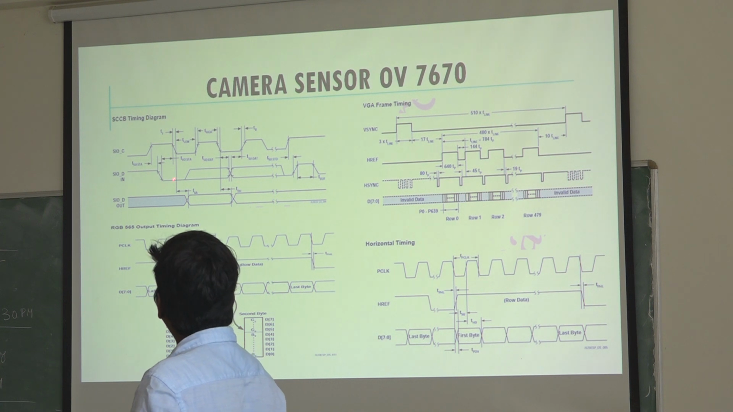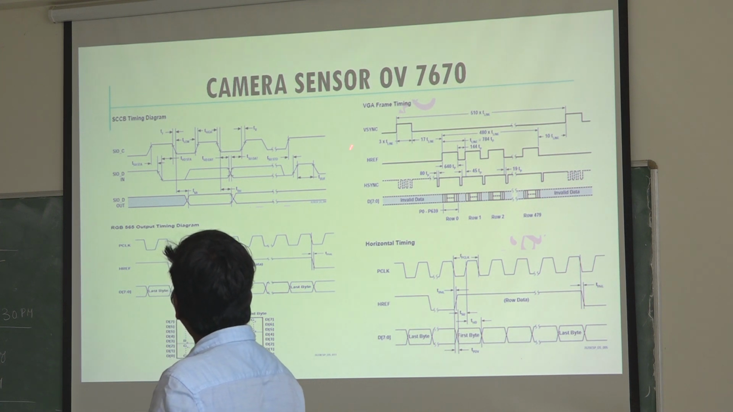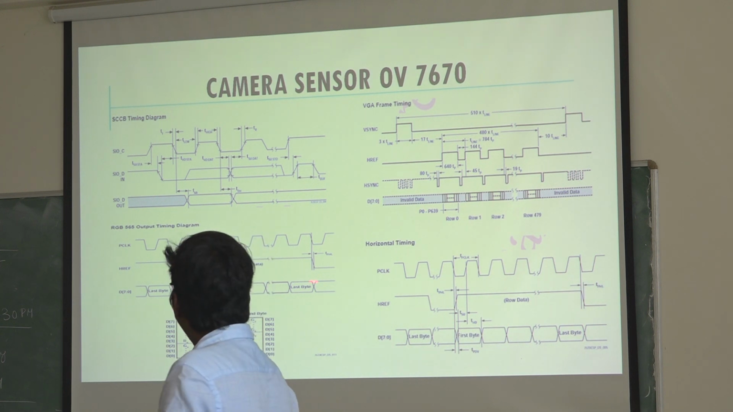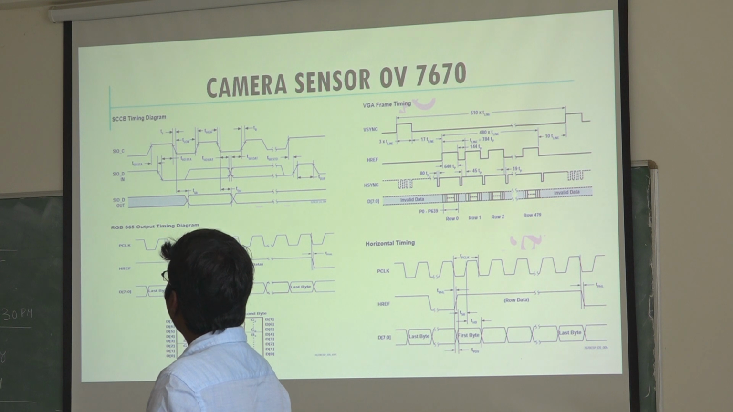And if SAOD is proper, the VSync, href, hsync values should be proper. So what values does it have to generate, and what is the horizontal timing for the pixel clock? If all these things are proper, based on your pixel clock and href, we will get the data.